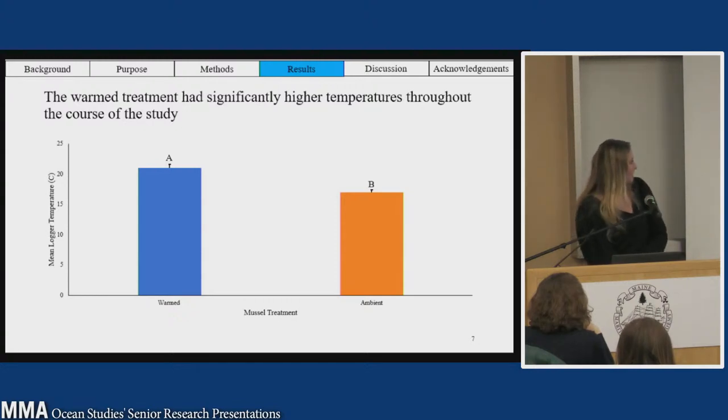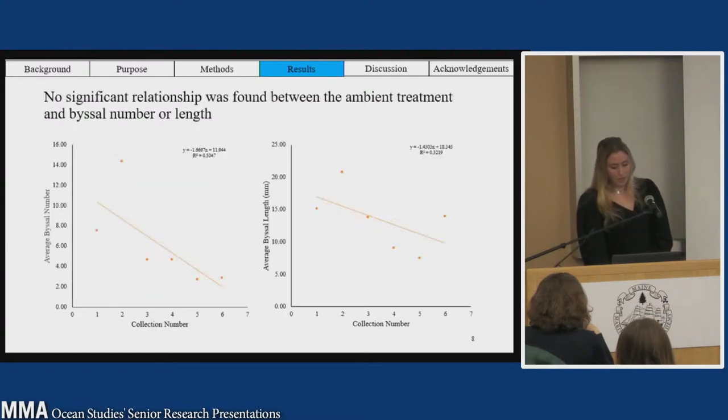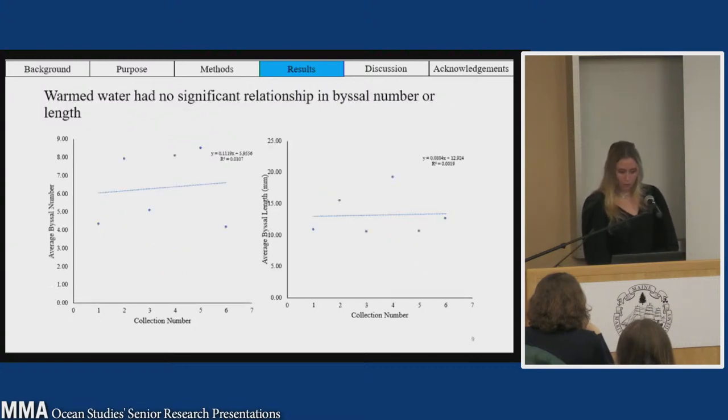So there was a significant difference in the temperatures that the mussels were housed in, with a p-value of 0.001. So that meant that the mussels were exposed to warm temperatures in the warm treatment. I didn't find a significant relationship between the ambient byssal thread number and collections, with a p-value of 0.11. And there was also no significant relationship between the byssal length in millimeters and the collections, with a p-value of 0.24. Byssal thread number over the six collections in the warmed treatment also yielded no significant relationship, with a p-value of 0.85. And the byssal thread length in millimeters also had no significant relationship, with a p-value of 0.94.